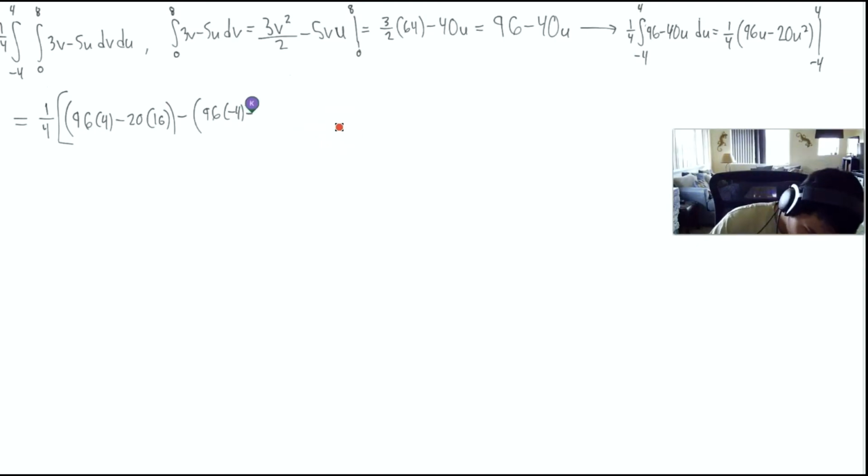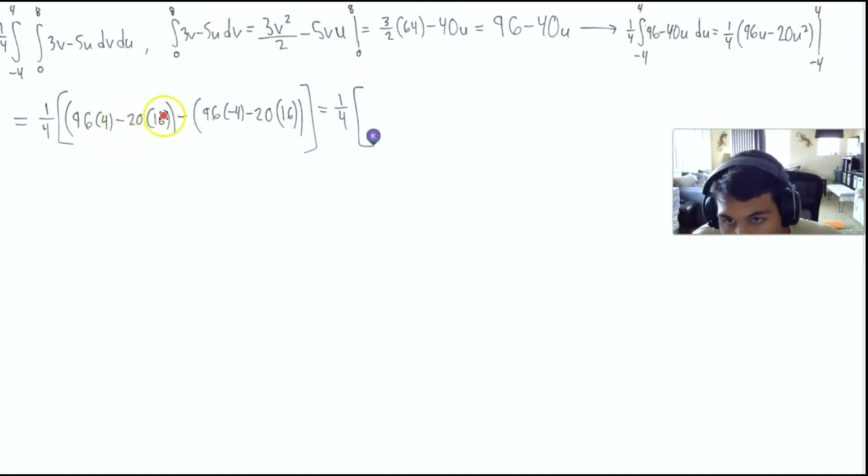Well, minus 20 and negative 4 squared is still 16. So let's write all of this. Okay, what do you see? What do I see? Well, I see that we have a negative 20 times 16 over here, and then we'll have a negative and a negative, that will be a positive 20 over 16, 20 times 16. I believe that these can cancel each other.